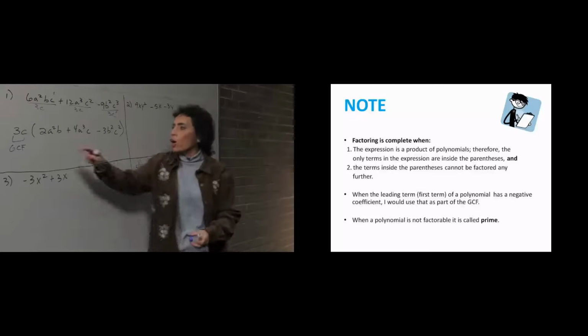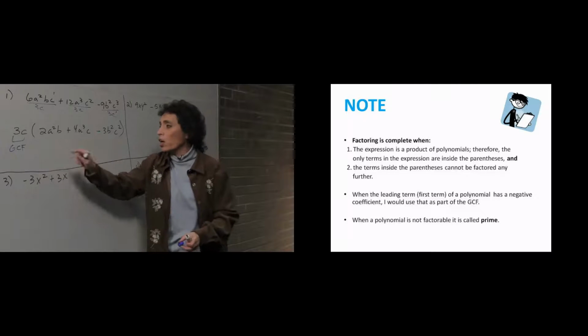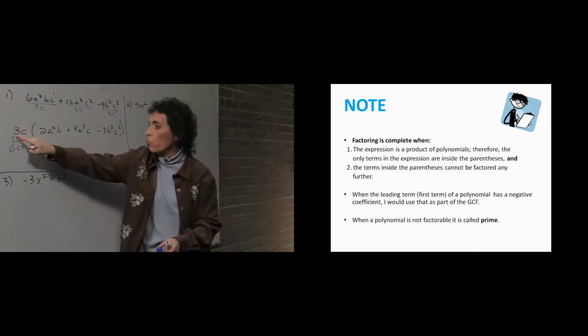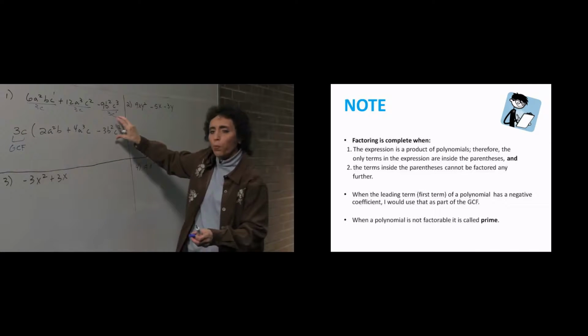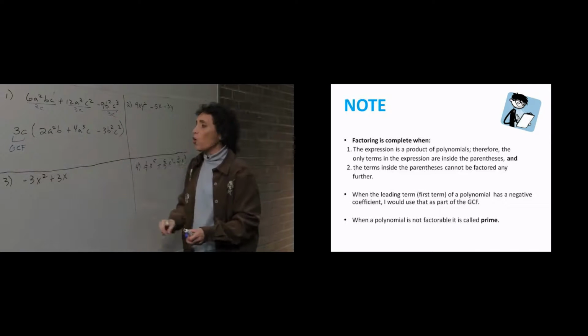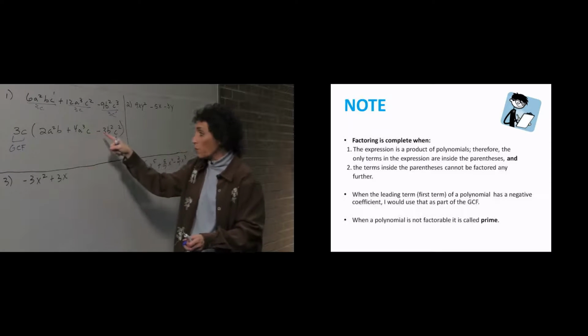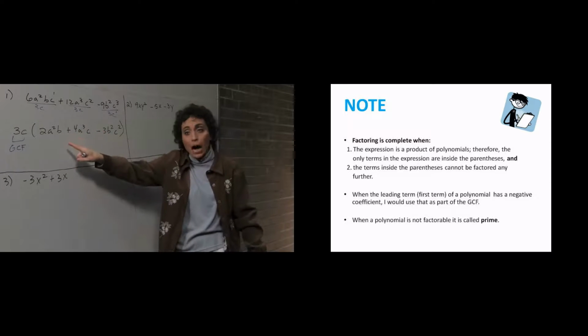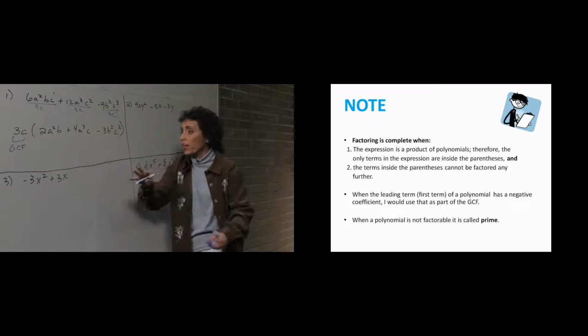So here's what we got. We know we're done when everything's attached by multiplication. So we have 1 factor, 2 factors. This whole parentheses is the 3rd factor. The only terms that exist are inside the parentheses, and they have nothing in common. Notice 2, 4, 3, nothing in common.